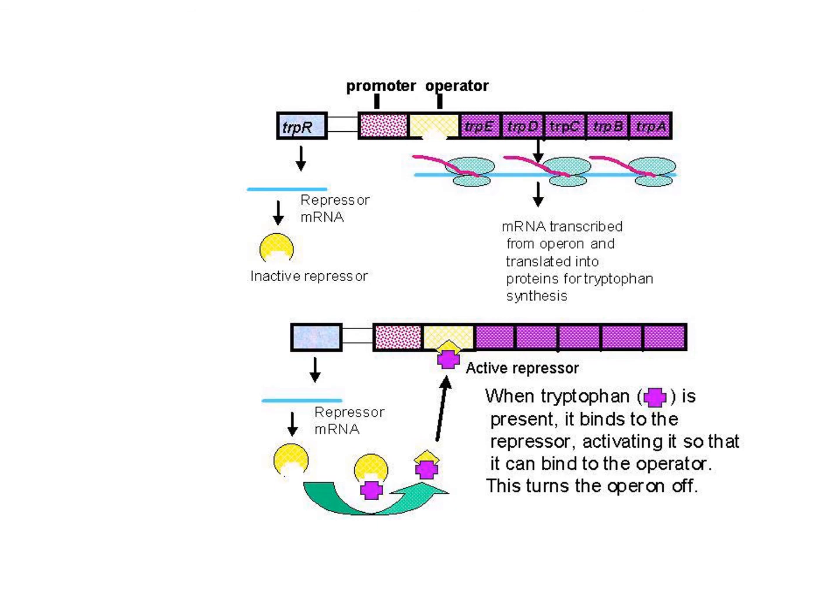In the opposite condition, when you have a lot of tryptophan, the tryptophan will bind to the repressor protein and make it active. So now the repressor is active. It now binds to the operator region, because the tryptophan is activating it so that it can bind to the operator. So now the structural genes cannot be transcribed. This means that the operon is turned off when there's a lot of tryptophan in the medium. So that's all for the operon topic.